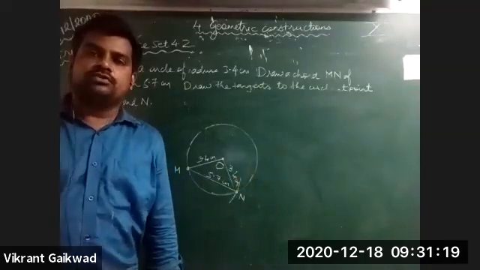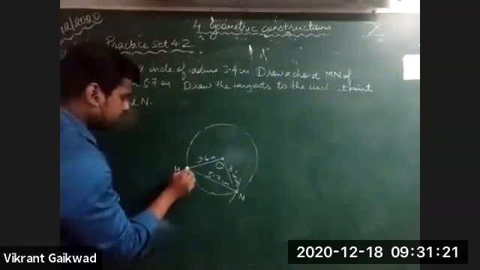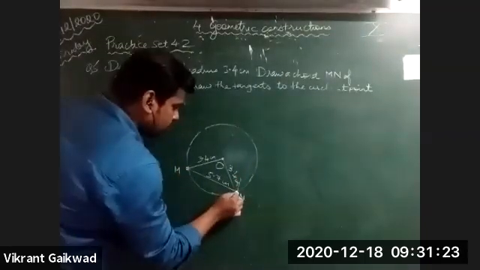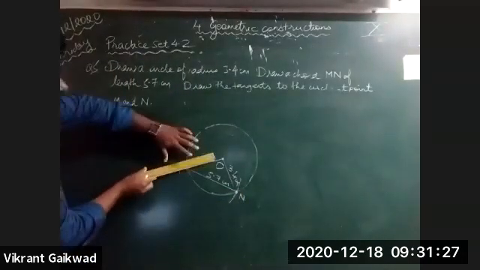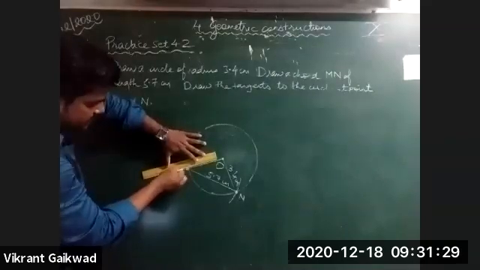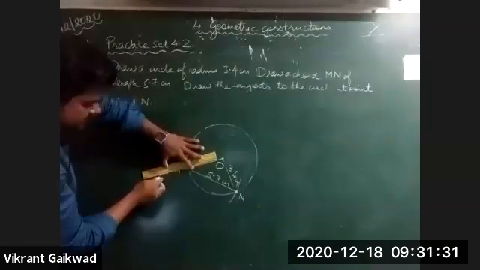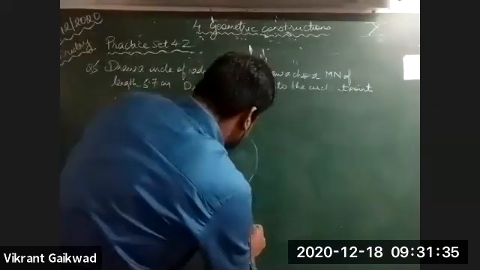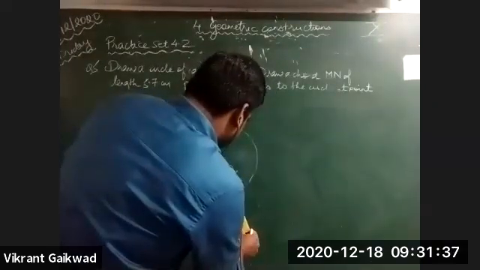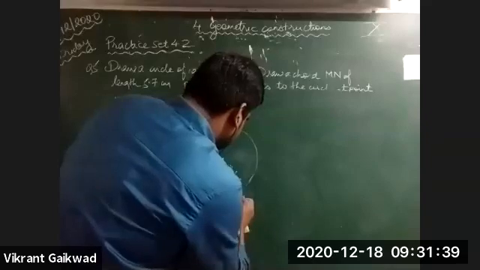This is clear. So what I'm going to do is, from point M, I'm going to draw a perpendicular. From point N, I'm going to draw the perpendicular. Only the thing is, I'm going to extend the radius. Understand? I'm going to extend the radius. Is this clear to all the students?